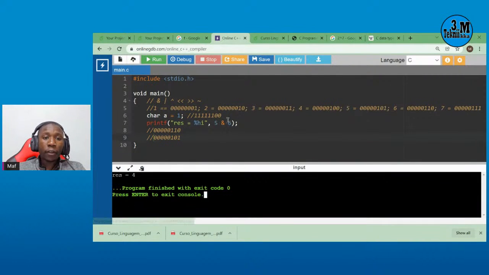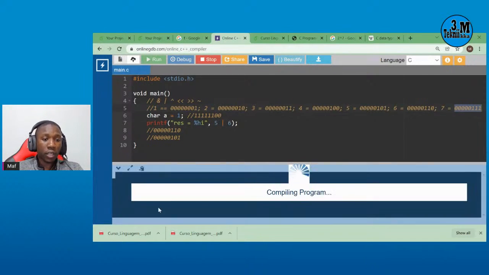Okay, 4. But if you have something like OR, bitwise OR, this is 1, this is 1, and this is 1, because OR considers the operation as 1 if there is at least one 1. This is why you're going to have three 1s, and three 1s means 7. So you have 7 here in the result.